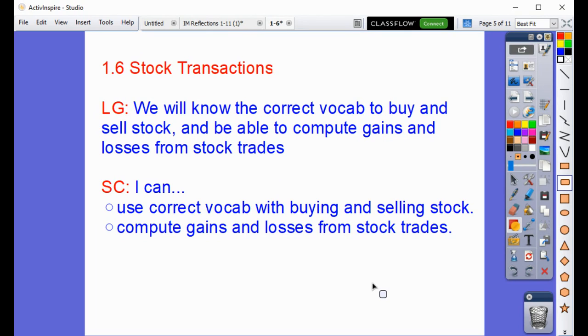Our learning goal is to know the correct vocabulary to buy and sell stock and be able to compute gains and losses from our stock trades. When we're finished, we should be able to use that vocabulary again and then be able to not only compute the stock's losses and gains, but also the percents.